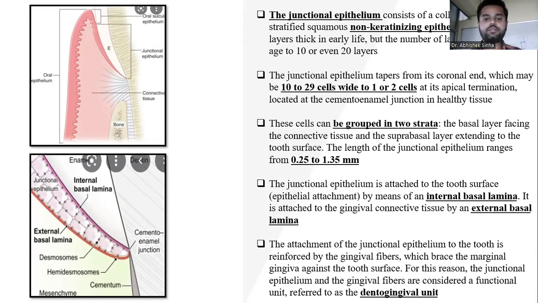Length of junctional epithelium, again very important MCQ question. Length of junctional epithelium is 0.25 to 1.35 millimeters. Junctional epithelium is attached to the tooth surface by means of internal basal lamina, and it is attached to the gingival connective tissue by means of external basal lamina. So junctional epithelium has two attachments. One is towards the tooth and one is towards the connective tissue. Towards the tooth, it is internal basal lamina. Towards the connective tissue, it is external basal lamina.